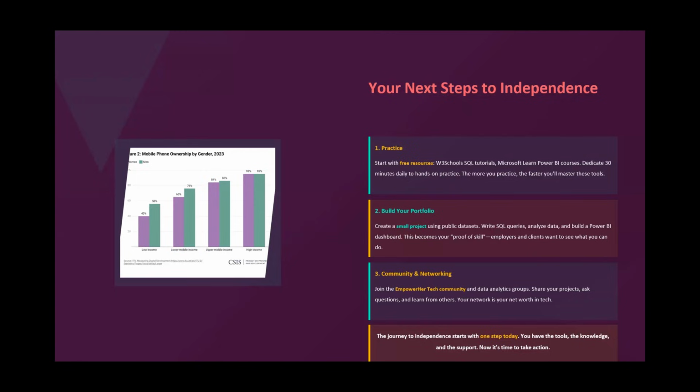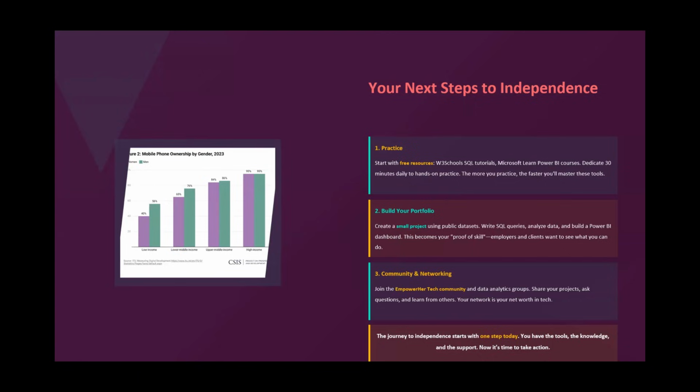You are trying to learn German, you're trying to learn French, and you want to know it today. It's not possible. So we've covered a lot of ground, but the journey to independence starts right now with action. So you have the knowledge already. Now you need to plan. The first thing you need to do is to practice. Don't let the knowledge sit idle. Start with the resources I shared earlier.